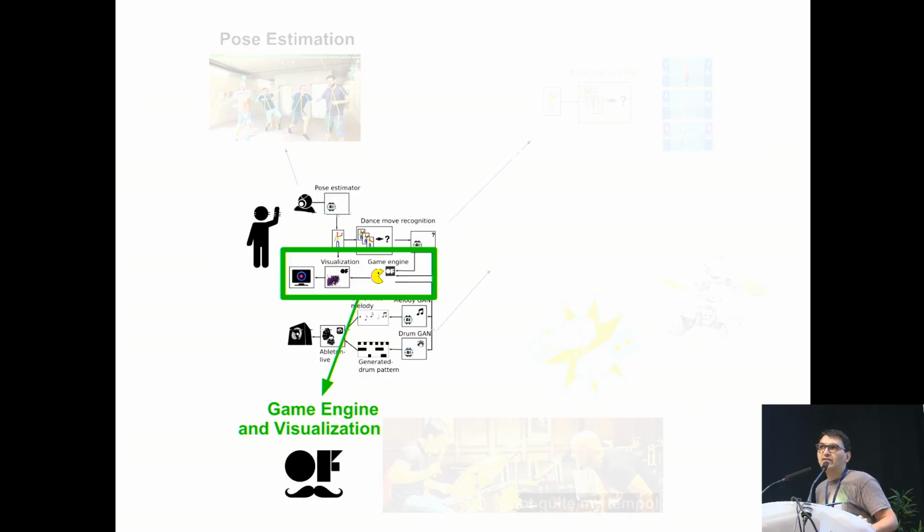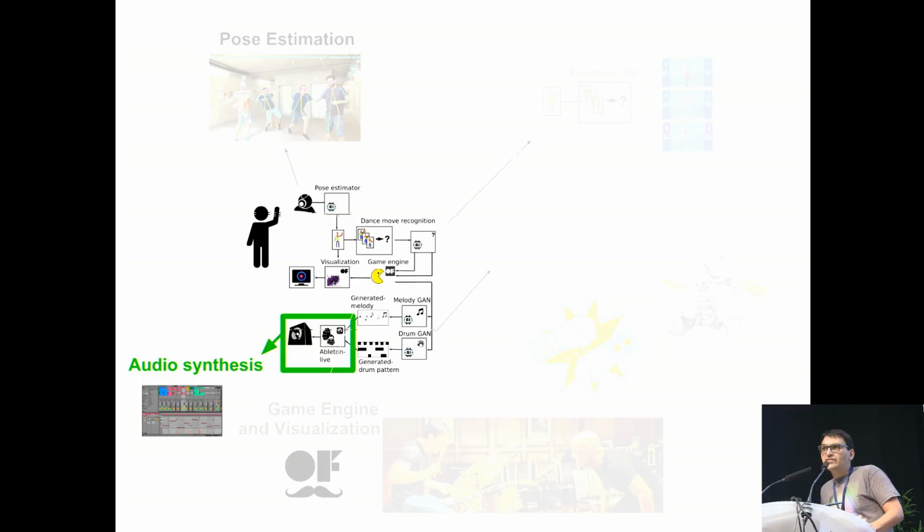Next, we send all of this information to our game engine that in return creates visual feedback that is shown on the screen so that you kind of learn what's going on in the game. So you will get some visual and text clues about the progress and the state in the game. And in the end, since we generate MIDI music, we synthesize the audio using Ableton Live.